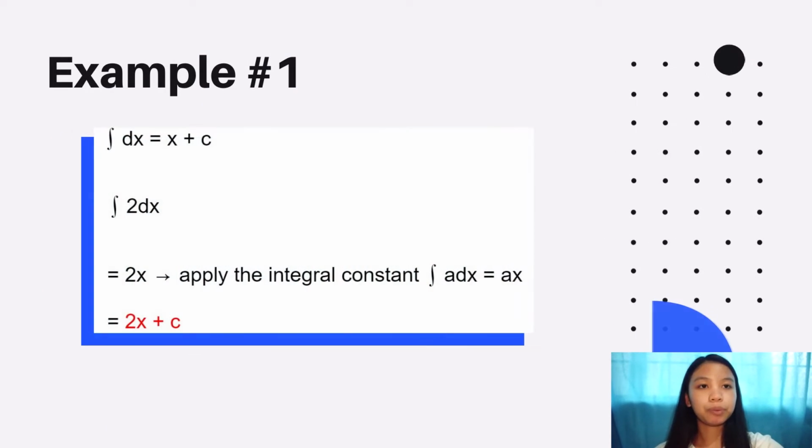The first example: integrate 2 dx. In this example, we will apply the rule of integral of a constant, where the integral of a dx is equal to ax. Then we will have 2x, then add the constant c. So the answer is 2x plus c.